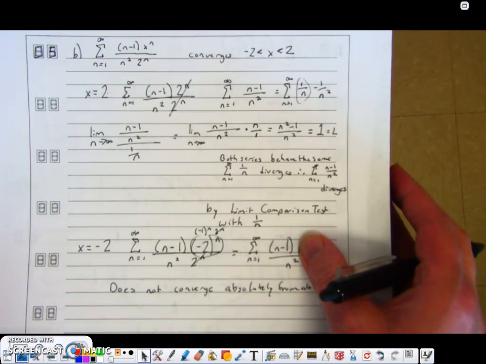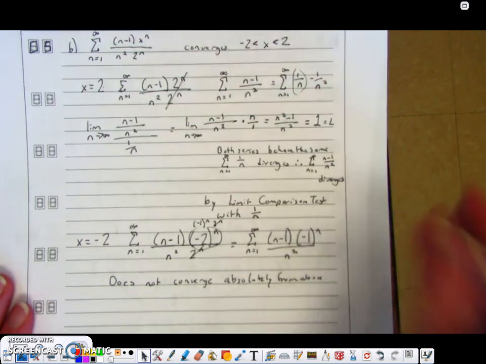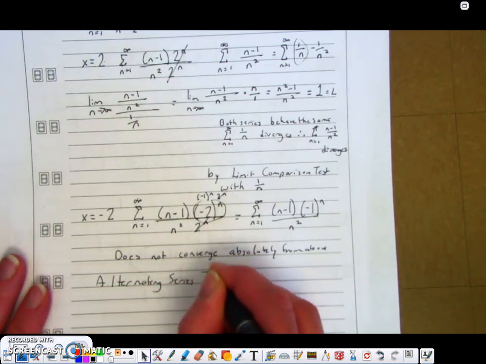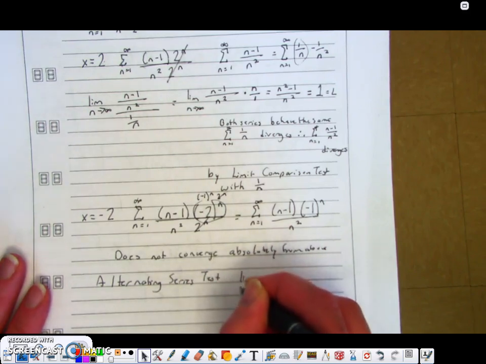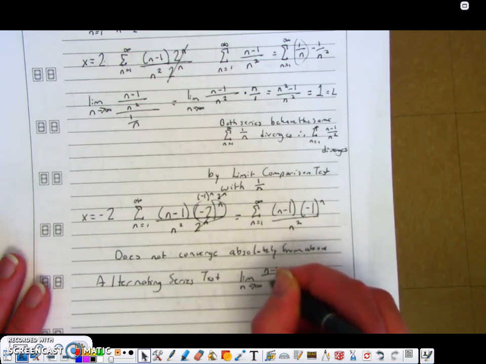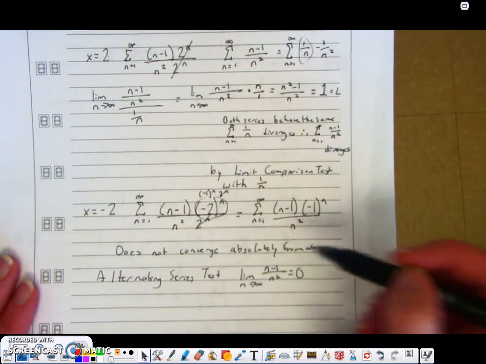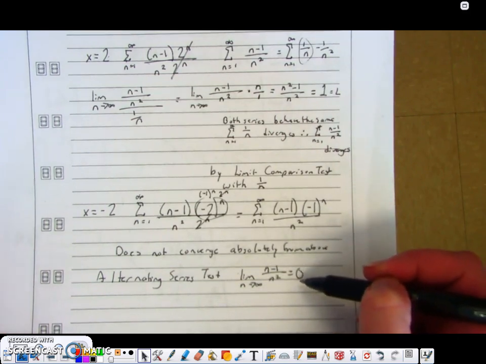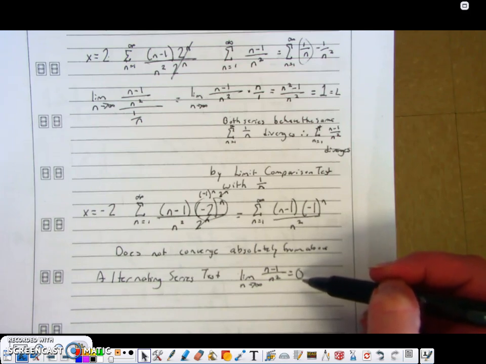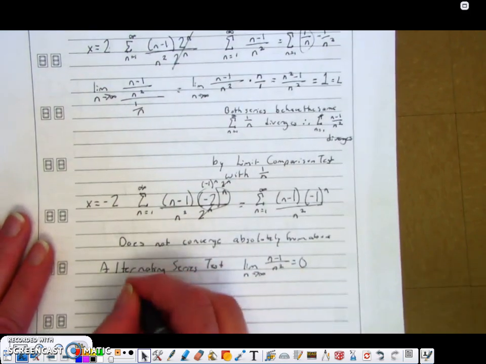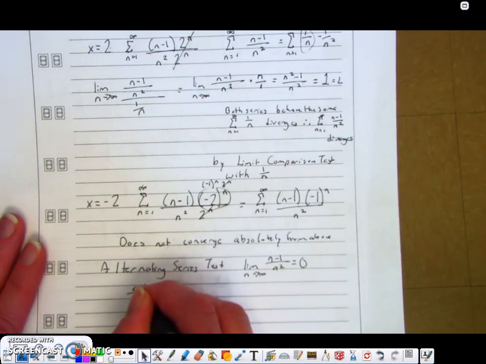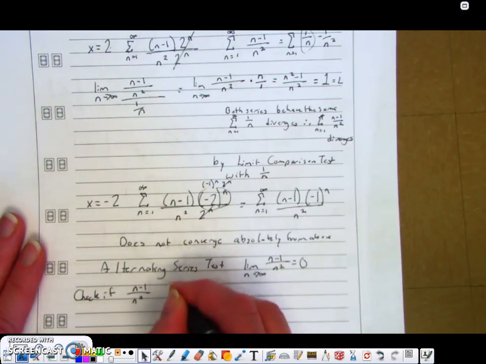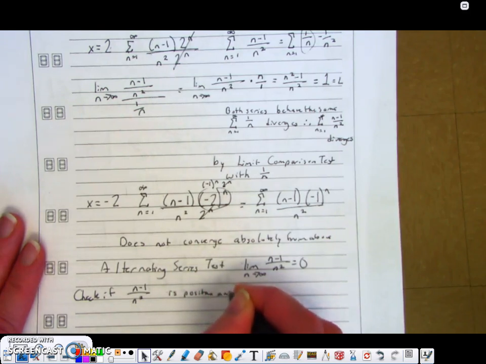So the only thing left at that point is to test it with the alternating series test. In the alternating series test, you have to test two things. You have to make sure that the limit as n approaches infinity of your function is 0, and it definitely is. The degree of the denominator is larger, so this goes to 0. We also know that's the nth term divergence test, so if it didn't, it would diverge anyway. The other condition is that the function itself, n minus 1 over n squared, has to be positive and decreasing.